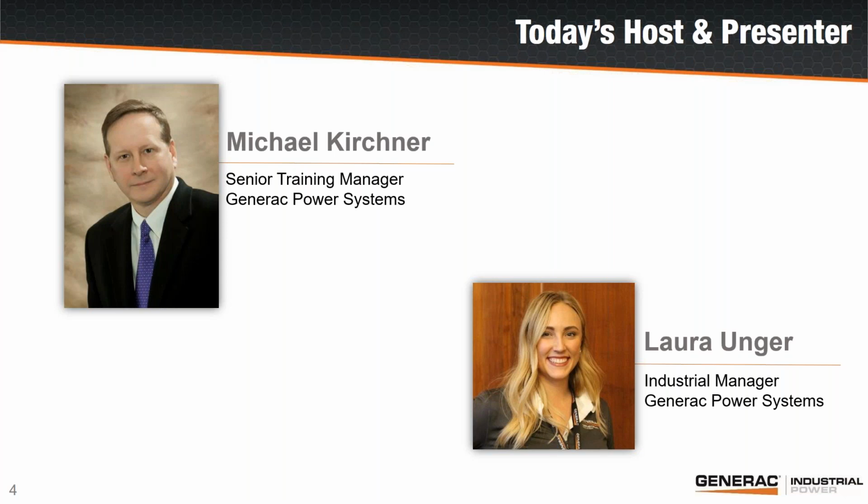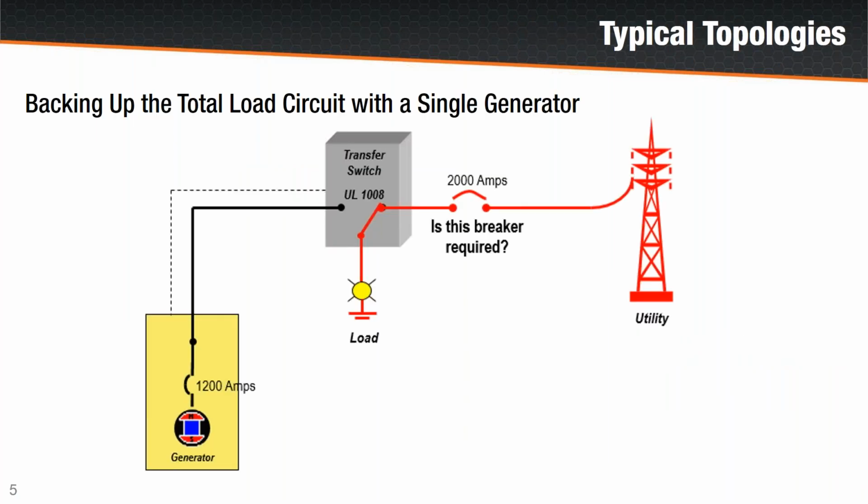So from a transfer switch standpoint, we can configure transfer switch systems in multiple configurations. This shows a single transfer switch, backing up all of the load. In this particular case, the transfer switch would need to be 2,000 amps to match the larger of the two breakers feeding it.